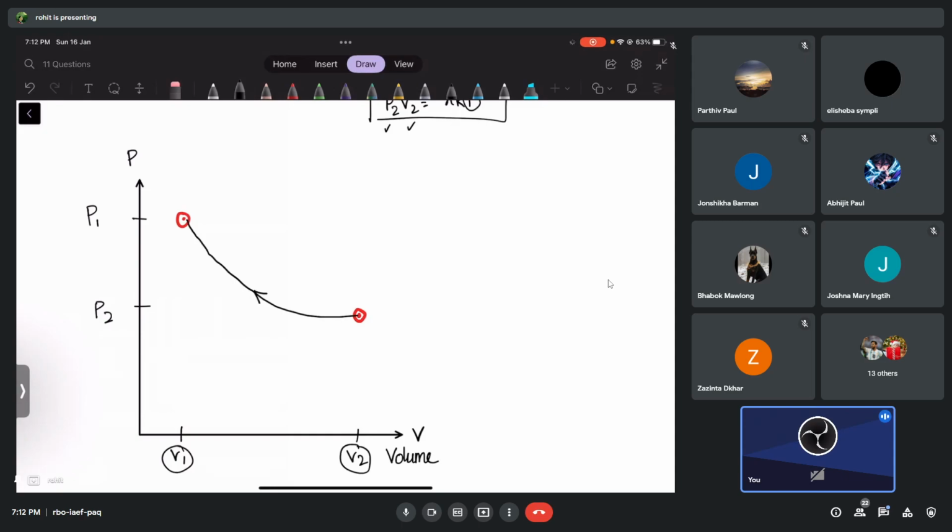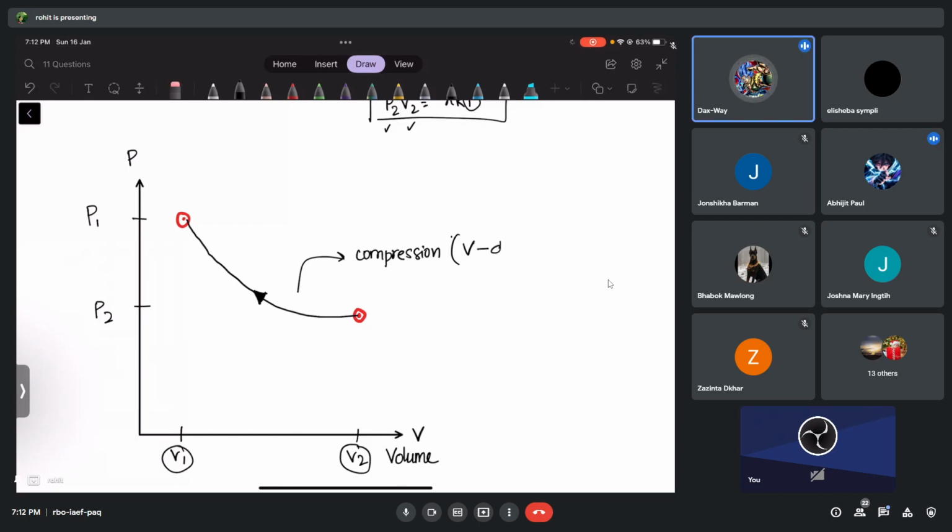Now, if I draw a graph which looks like this, what does it mean, guys? Can you tell me what it is indicating? Is the gas undergoing expansion or compression? Compression. Why? Because my arrow is going in such a direction that it indicates a decrease of volume. And a decrease of volume is compression.